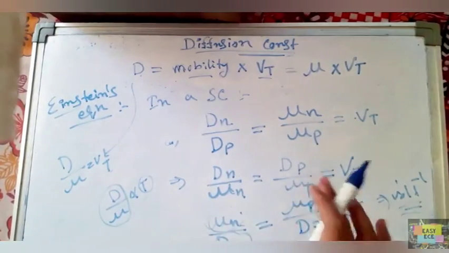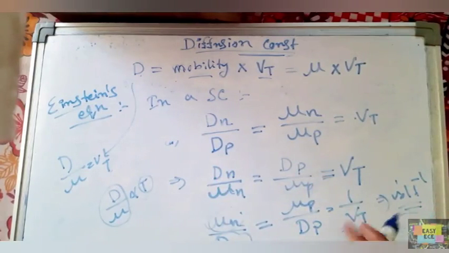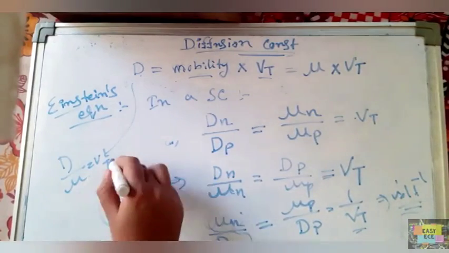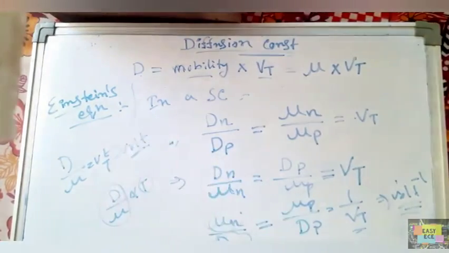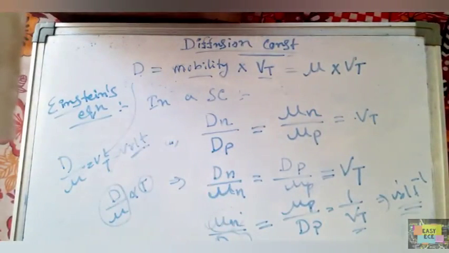So these are the Einstein equations. This is very important for mathematical problem solving. The unit of D by mu equals volt. So this is the relation between the mobility and the diffusion, and also the thermal voltage.